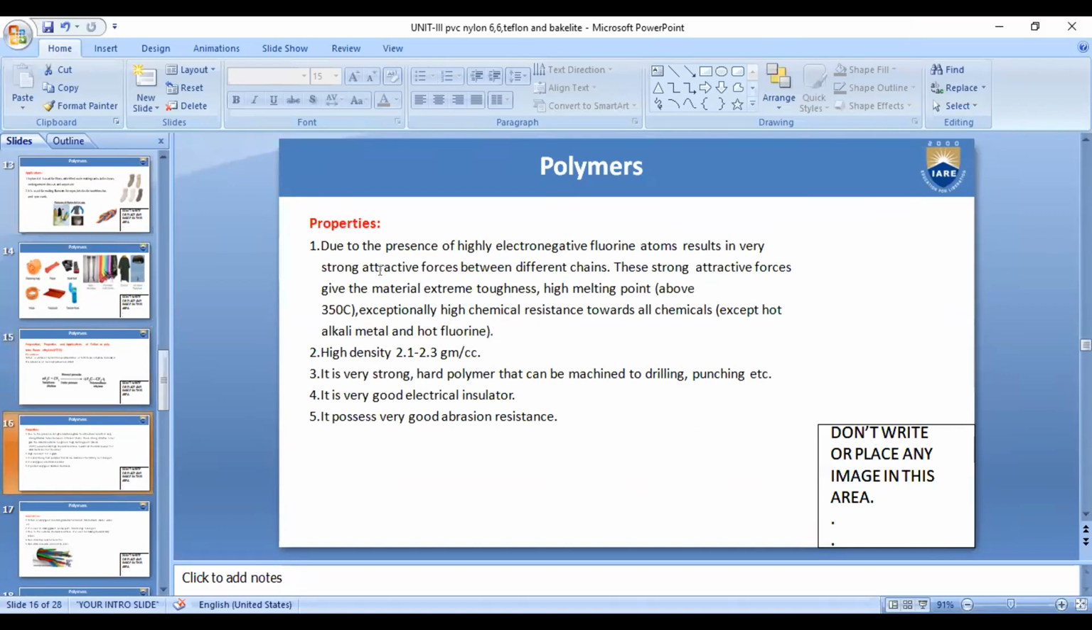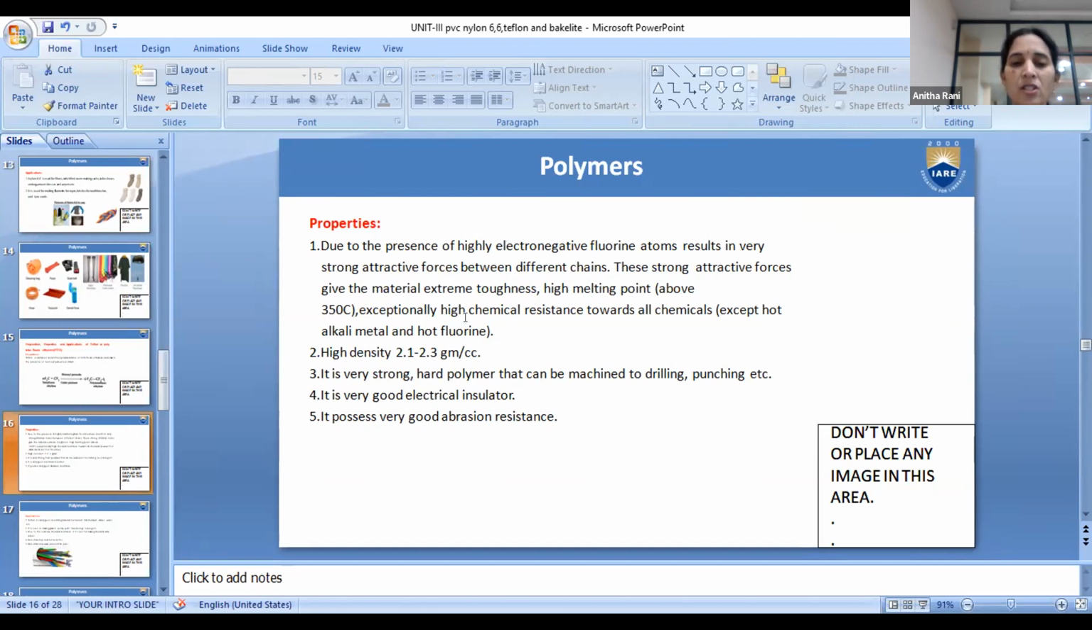Yes, ma'am. Okay. So due to the presence of highly electronegative fluorine atoms in Teflon, it results in very strong attractive forces between different chains. These strong attractive forces give the material extreme toughness, meaning we get a very tough material, and it possesses a high melting point. Melting point is 350 degrees centigrade.